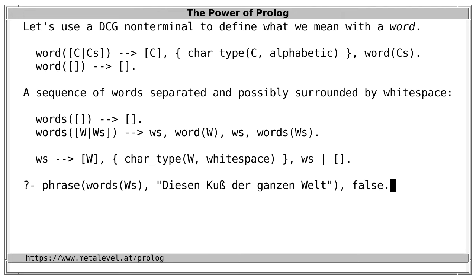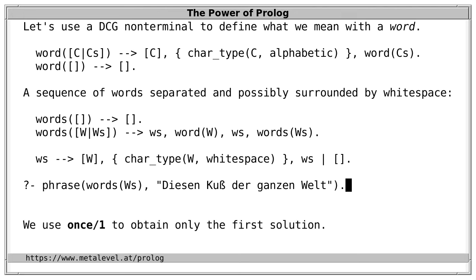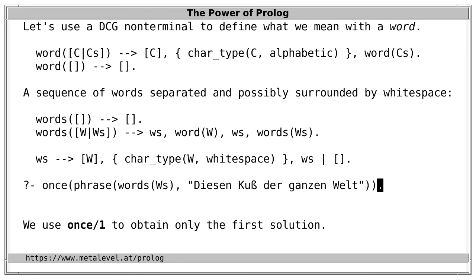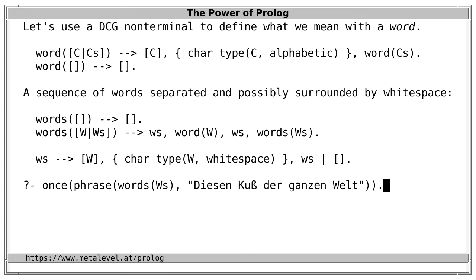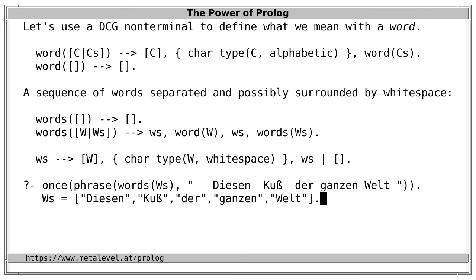And of course, we expect this to terminate, right? But it turns out that it unfortunately doesn't. But we can still use this definition because it turns out that the first solution we got was exactly what we intended, namely the list of words. And we can use once to obtain only the first solution. So we simply wrap this goal in the standard predicate once. And then we get exactly one solution, namely the first one. And the goal terminates. And it also works, for example, if more whitespace appears in the string, like this. We again get the list of words.